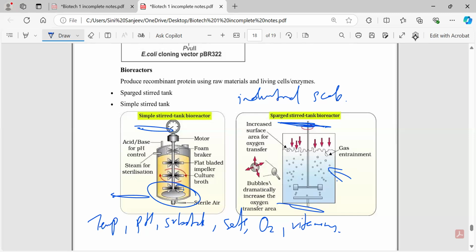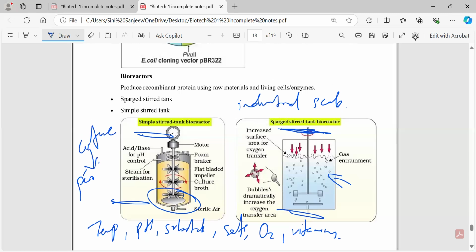Every knob will be present, for example foam control, temperature control, pH control, everything in the bioreactor itself. You just have to adjust it and keep it. And whenever your product is ready, just withdraw it periodically. Whatever product is there is called the culture. You have to make sure you withdraw it periodically, otherwise it will get damaged. So this is all about the process of how you produce your desired material by using recombinant DNA technology.